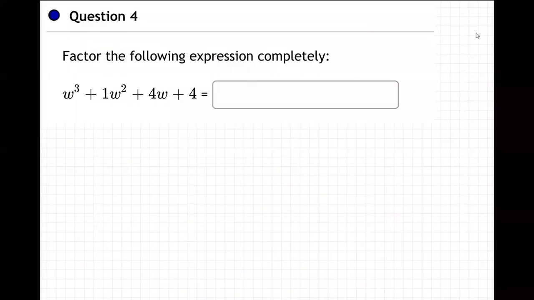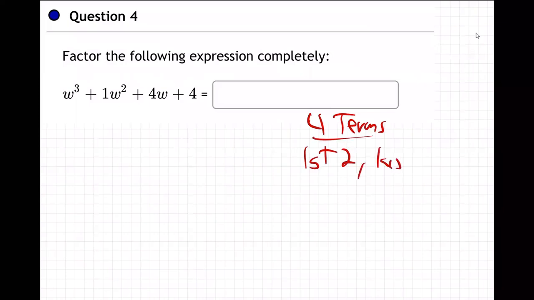Okay. All right, so in this one, we're factoring. We got four terms. Four terms always means first two, last two. First two, so I'm going to do first two, last two when I factor.